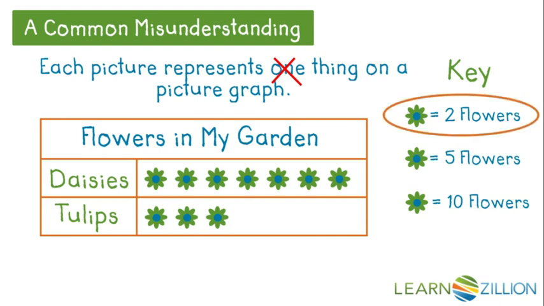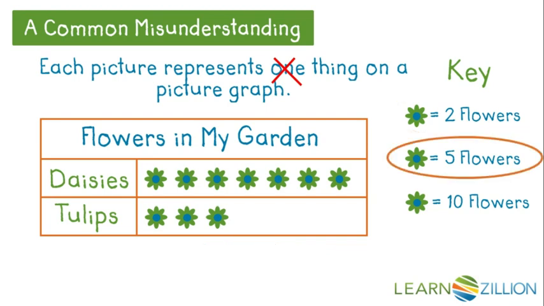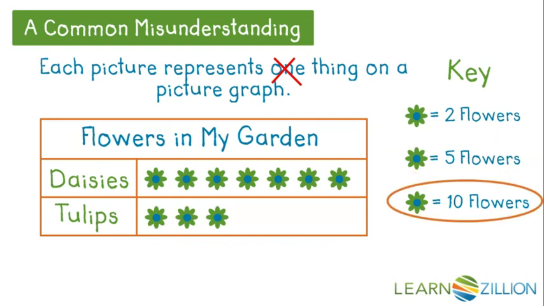If you have a key that shows one picture of a flower represents 2 actual flowers, you would think 2 plus 2 plus 2, or 6, to figure out that there were 6 tulips. If your key looked like this, you'd think 5 plus 5 plus 5, or 15 tulips. If your key looked like this, you would think 10 plus 10 plus 10 to figure out that there are 30 tulips in my garden.